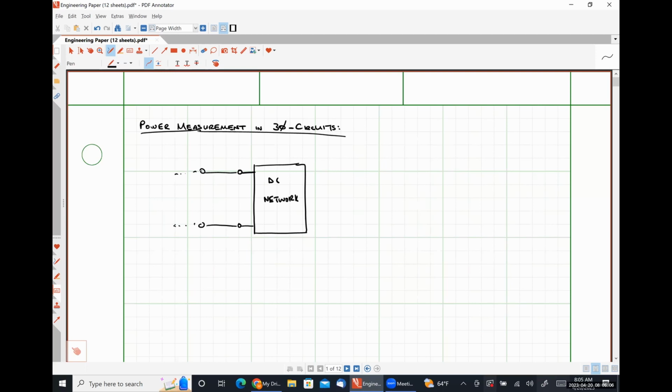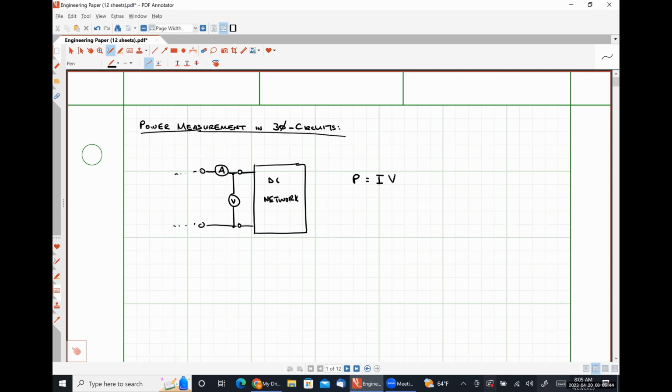So what Matthew has suggested is that we could put an ammeter in series with the network, and a voltmeter in parallel with the network. And the power absorbed by the network would just be whatever the reading of the ammeter is, so some current I, and whatever the reading of the voltmeter is, some voltage V. Absolutely right. So that's how it would work for a DC network.